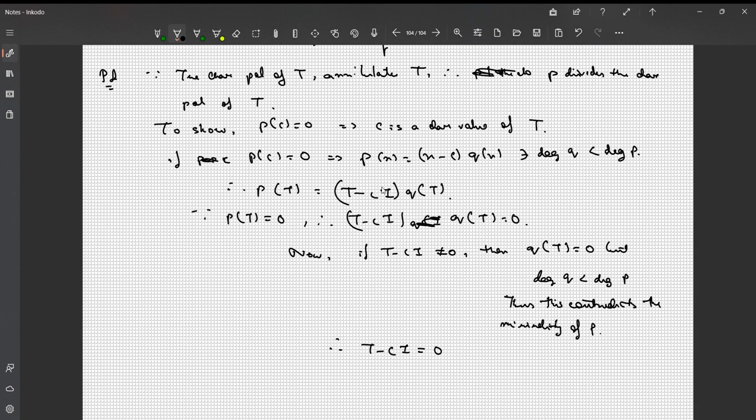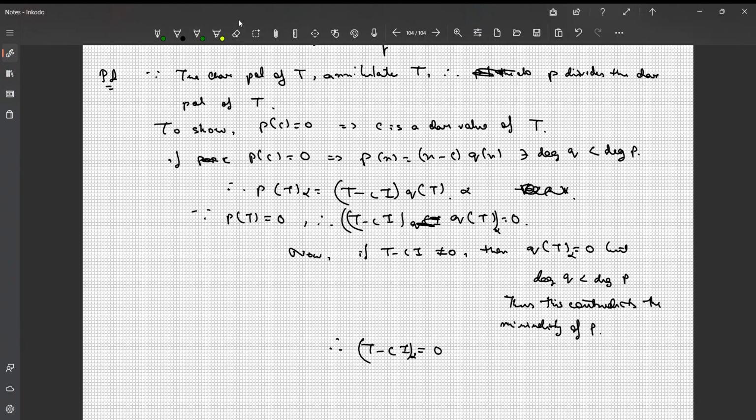Basically, since we are considering P of T, we need to consider that with respect to some arbitrary vector alpha. So Q of T of alpha equals 0, for all alpha in V. We don't need to mention this here because alpha is obviously arbitrary. So that means T minus Ci of alpha is equal to 0, right?